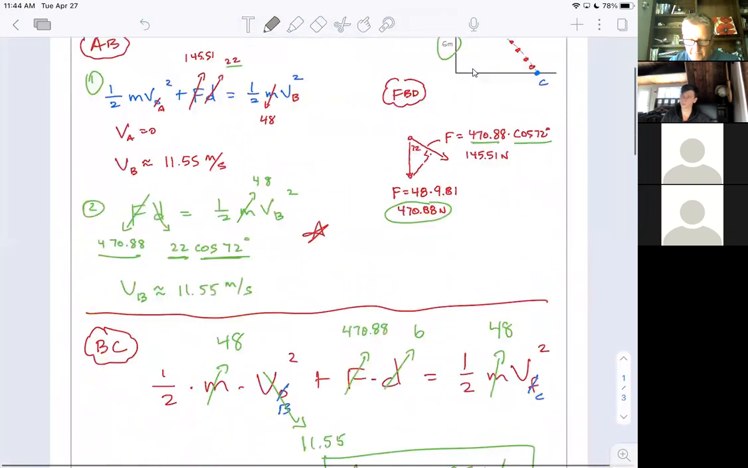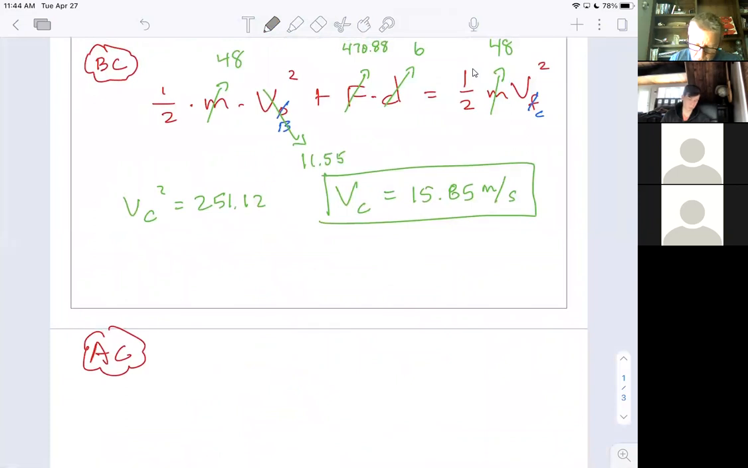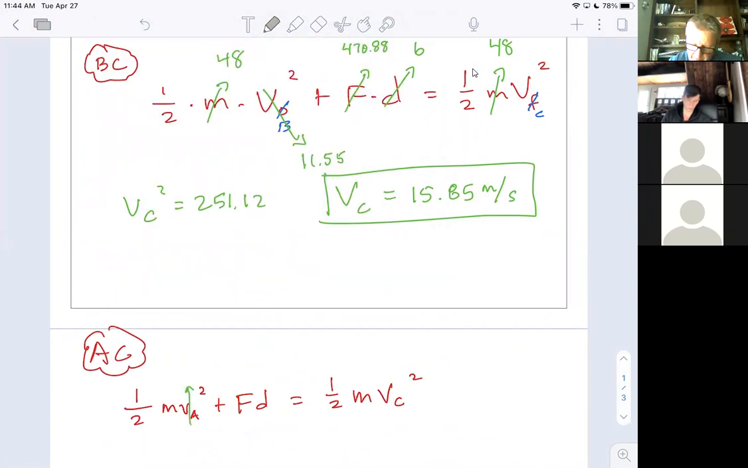So I sort of had to do that first part. But what if you just wanted to know the landing? Then couldn't you say, as we said before, 1/2 m v_A squared plus force times distance equals 1/2 m v_C squared. I want to go straight from A to C. So since we started from rest and our velocity at A is 0, this whole term goes away.